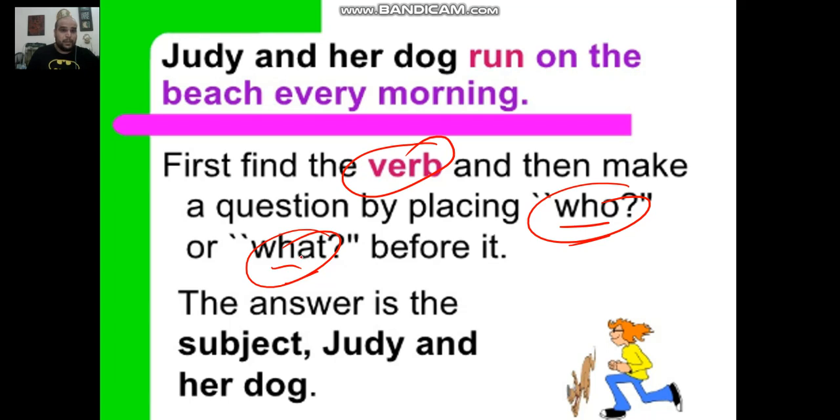You see? Now, the bird is singing, for example. Okay? Are you going to say who is singing? No, we do not use who for animals or things. So, what is singing? Or which animal is singing? The bird. So the bird is the subject of the sentence.